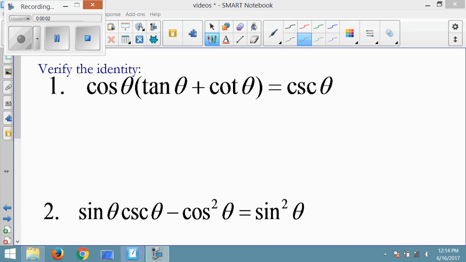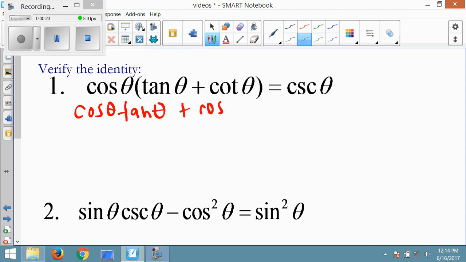All right, so let's practice some verifying identities. If you see, the left side of my equation is definitely more complicated than the right-hand side, and I have a set of parentheses. So I'm going to start by multiplying through and distributing the cosine. And I'm not going to touch the right-hand side.